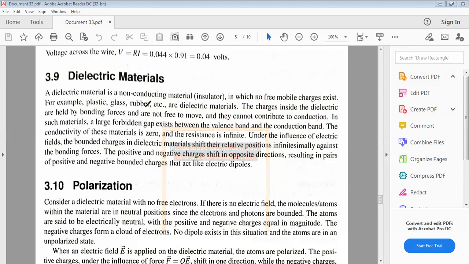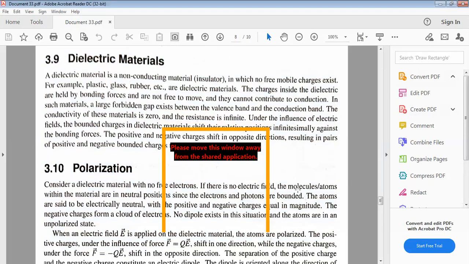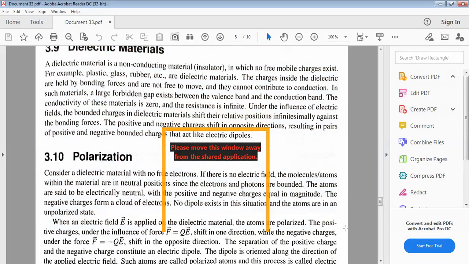In such materials, a large Fermi energy gap lies between the valence band and the conduction band. The conductivity of these materials is zero. All these points are right. And the resistance is infinite.